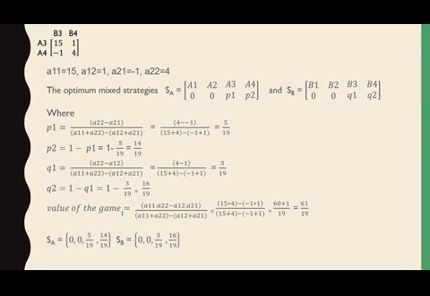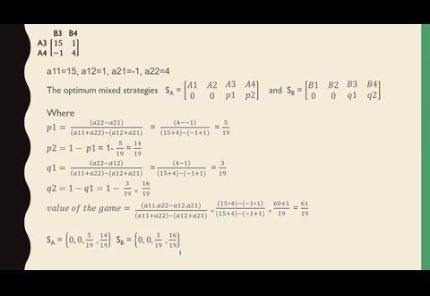Okay. Next, find the value of the game. Substitute the values in the formula. You'll get 60 plus 1 by 19, which will be 61 by 19. Okay. So the optimal strategies: A1 was 0, A2 was 0, A3 is 5 by 19, A4 is 14 by 19. Similarly, optimal strategies for B: B1 0, B2 0, B3 is 3 by 19, B4 is 16 by 19. So this problem is also quite simple.